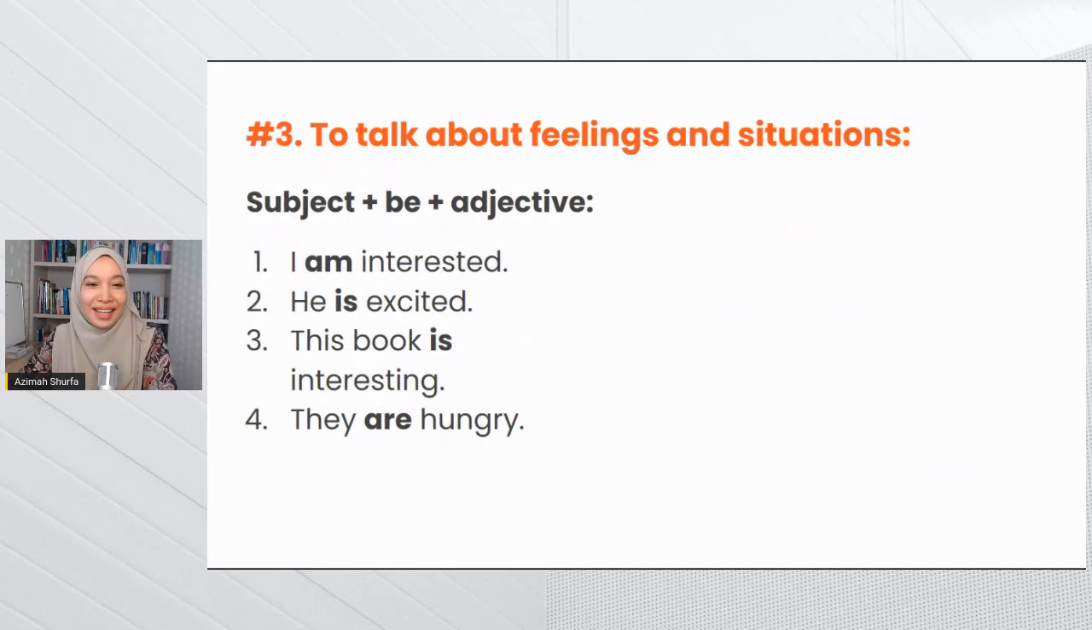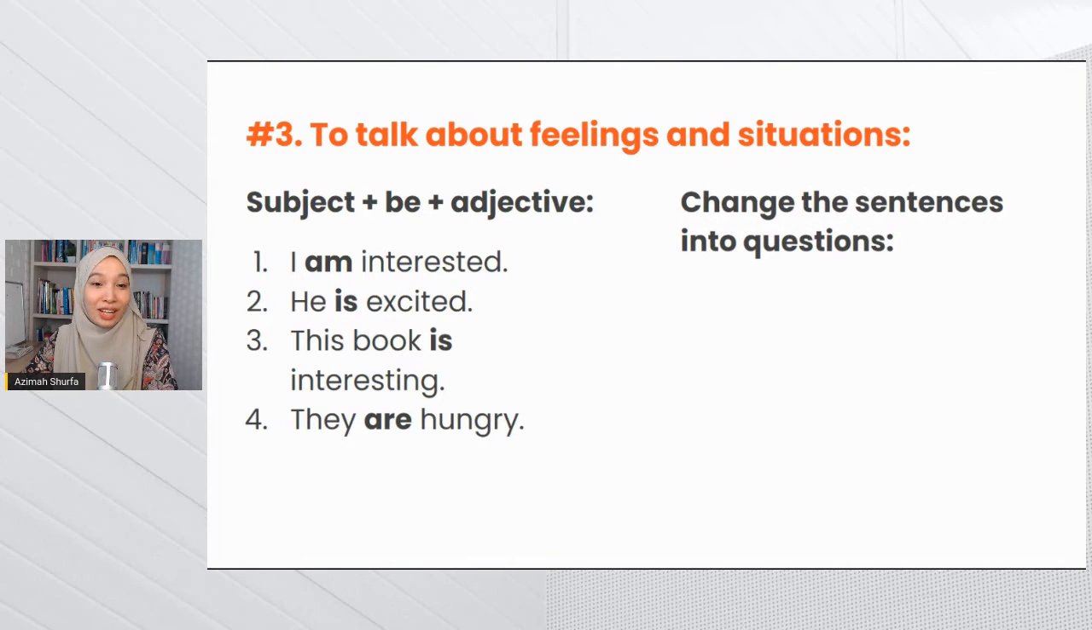Okay. Number 3, to talk about feelings and situations. So again, subject plus a be verb plus an adjective. So here I'm talking about feelings and situations. So examples are, I am interested. He is excited. This book is interesting. They are hungry. Okay, so am, is, and are there. Those are be verbs.